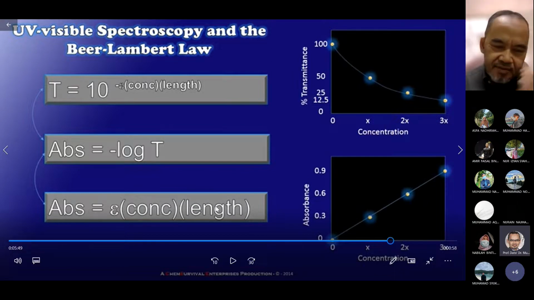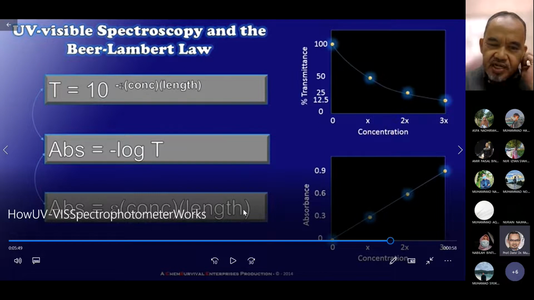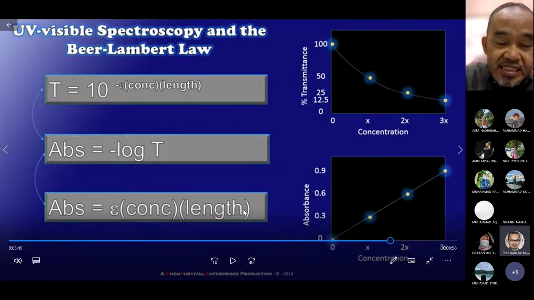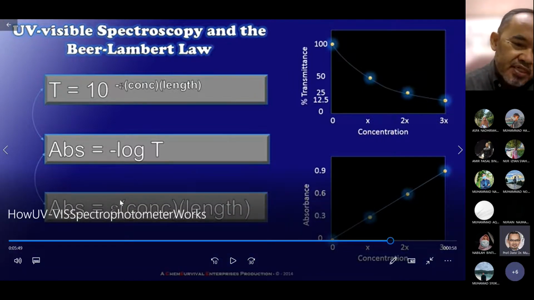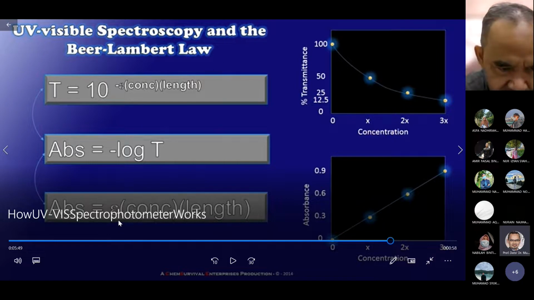So this relationship is just like a straight line, y equals mx, where m is the slope. It is the same thing here: the y-axis, absorbance, equals m, the slope, which is the absorptivity.